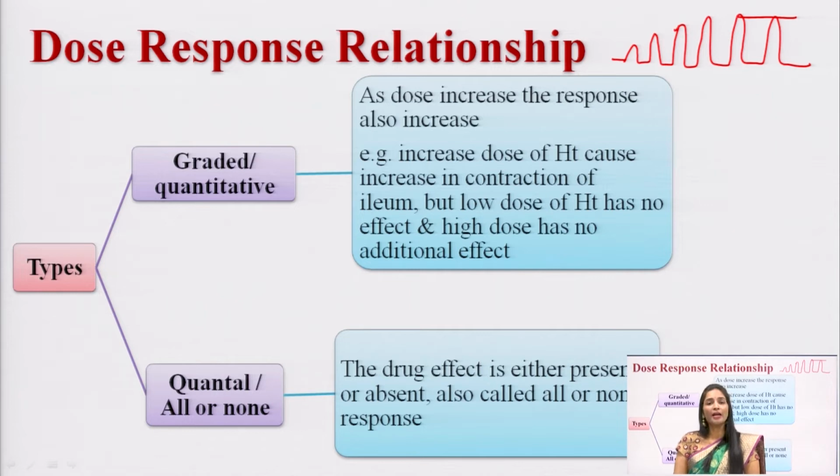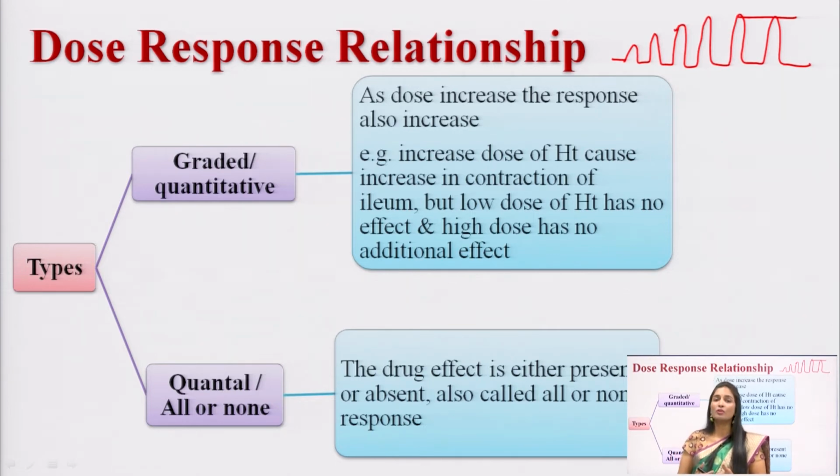And the second type of dose response curve is the all or none response. Here you can see the drug effect is either present or absent, which is why you call it an all or none response. Here I can give an example like the insulin induced hypoglycemic convulsions effect. If you give insulin to the animal, it induces hypoglycemic convulsions, and these convulsions can be present or absent.